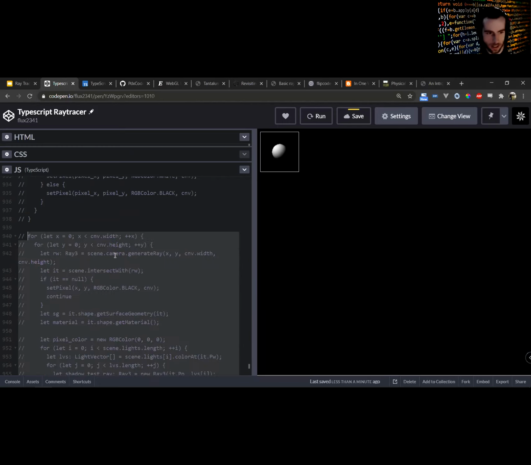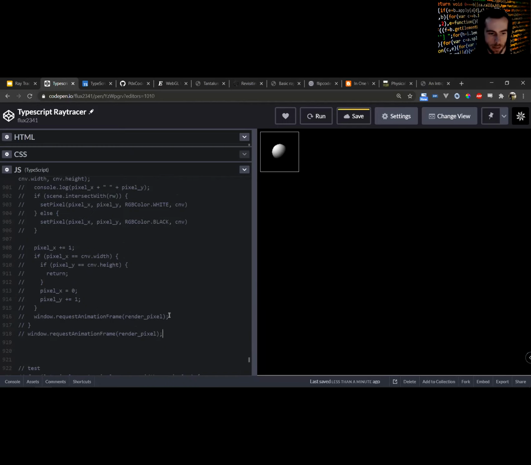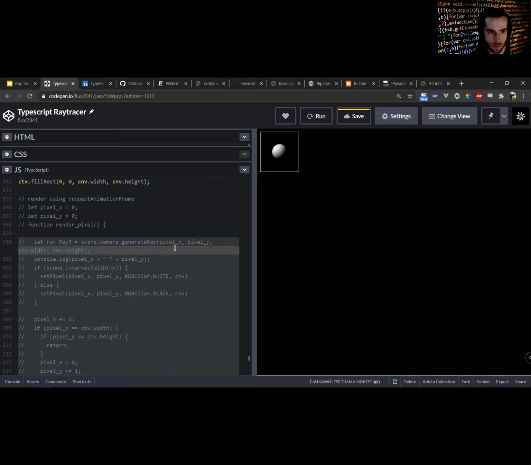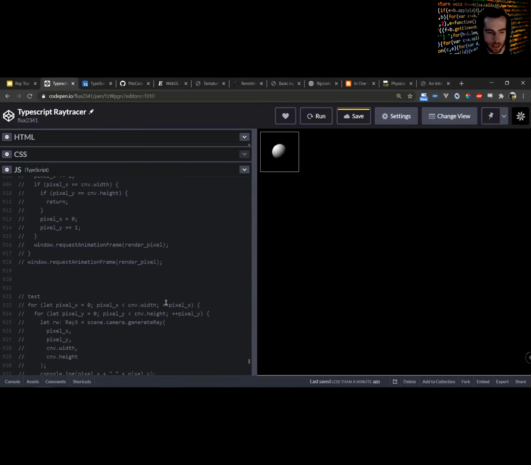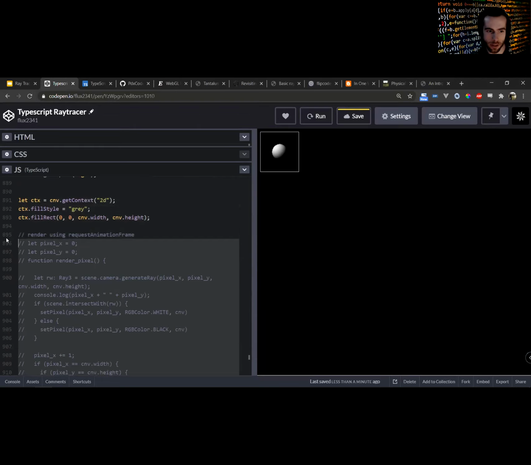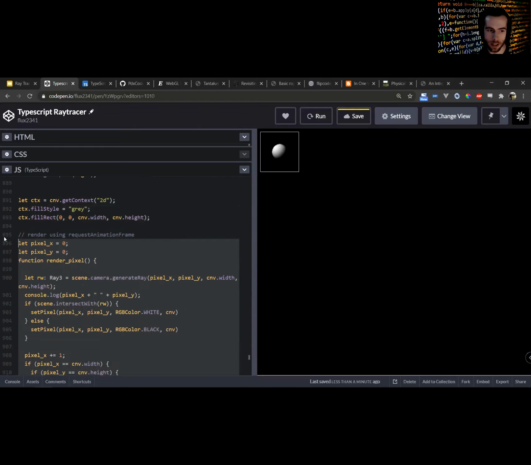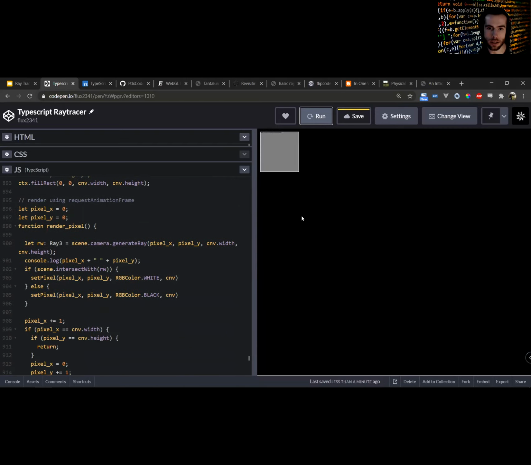I did implement one version that used request animation frame. If y'all don't know, request animation frame is basically the easiest way to run something as quickly as possible without crashing the browser. Because if you just write a really long loop, it'll lock everything up on the page. So this does work, and it'll do it line by line basically. But it's really, really, really slow though. So doing a double for loop is a little more efficient.